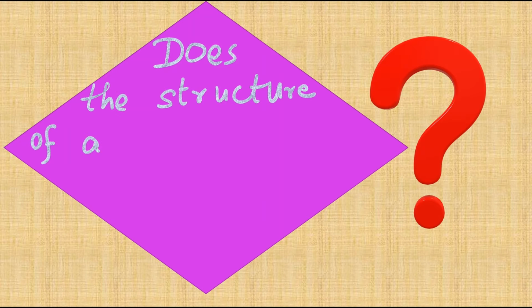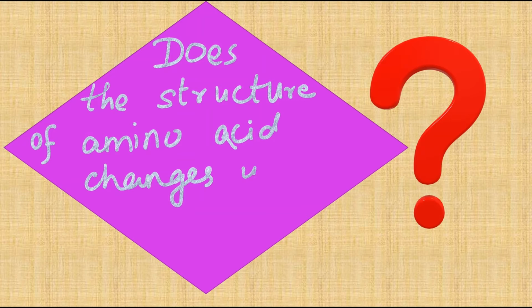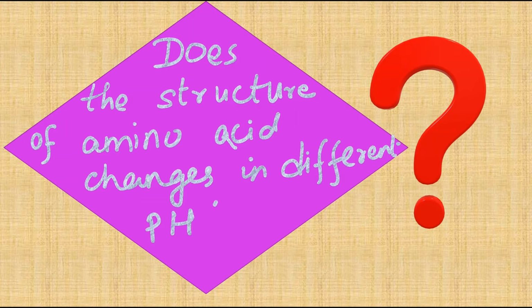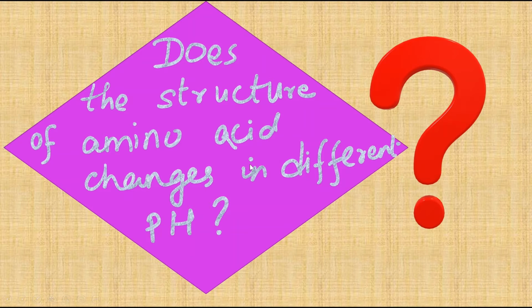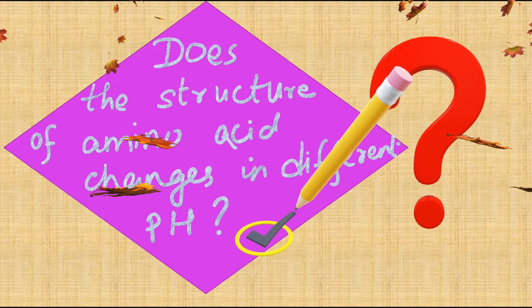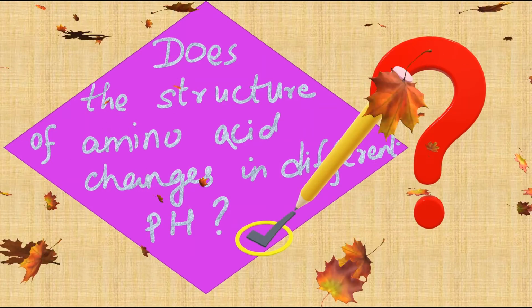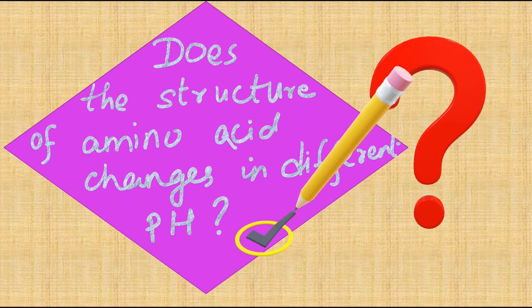Now my question to you is, does the structure of amino acid change in different pH solutions? Think carefully about this question. Does the structure of amino acid change in different pH solutions? Pause the video, provide the answer. Yes, the structure of amino acid changes in different pH solutions. Just now we have seen there are 3 forms of amino acid that can exist in different pH. One is the acidic one, one is the zwitterionic form, and one is the basic one.